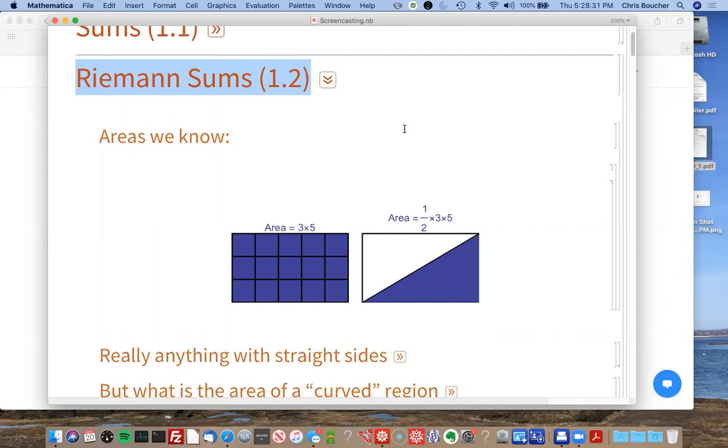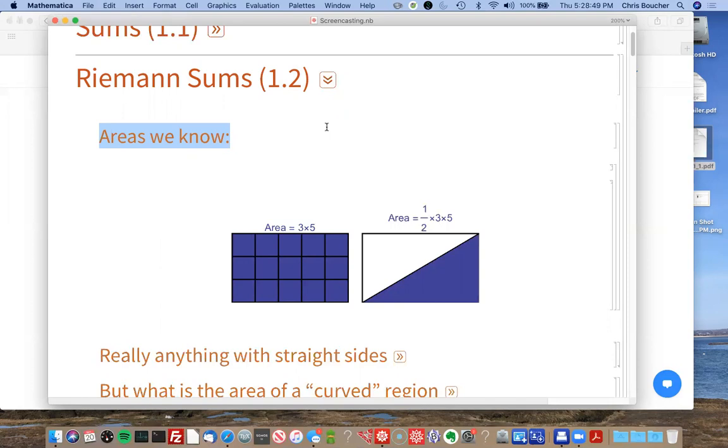And the sort of question that leads to the derivative is what's the slope of a curve? And you've all had calculus 1, so you know how that story goes. The problem in calculus 2 has to do with area. So let's start with some easy area, namely some areas we know.